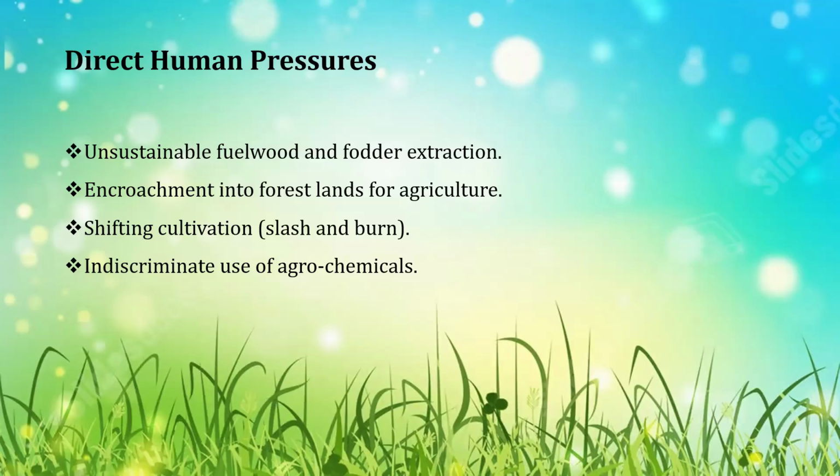The main impact: when too many branches or young trees are removed, the forest canopy thins out. Soil erosion increases and the ecosystem's ability to regenerate is severely weakened. And the second point is encroachment into forest land for agriculture.